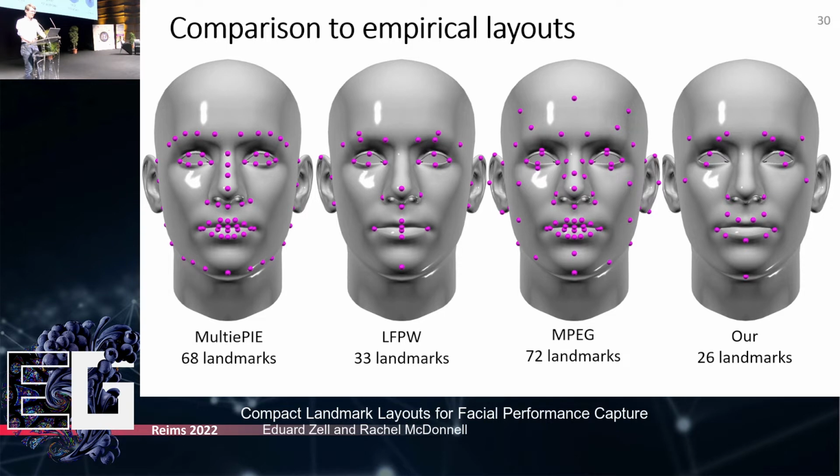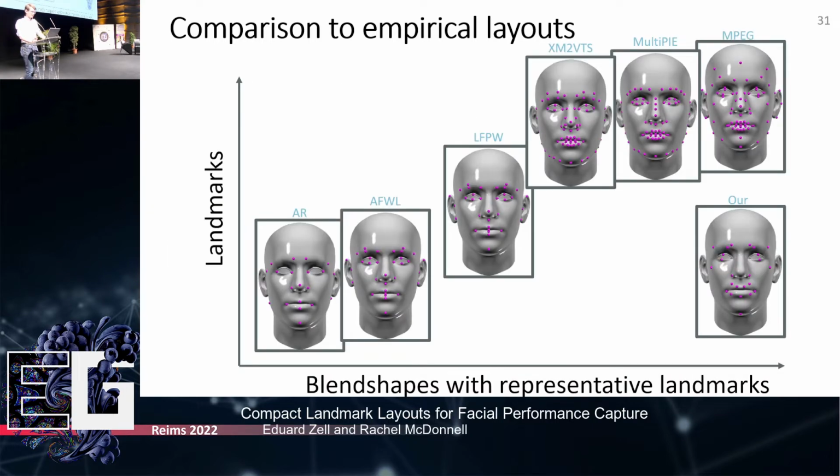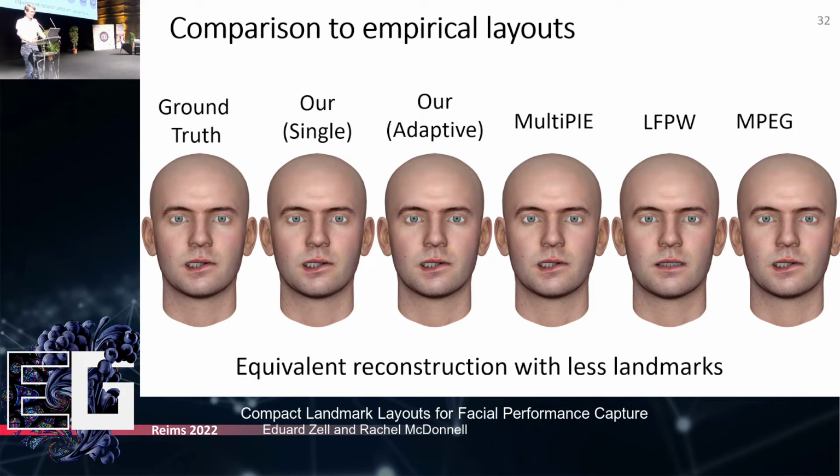We also compare our layouts to different empirical layouts and observe that our layouts are substantially more compact. So if we plot it, we have among the smallest set of landmarks, but at the same time we ensure that our landmarks cover all blend shapes. This is typically only the case for layouts that have twice or 3 times as many landmarks. And the reconstruction results are here more or less the same. So we are on par with layouts that have twice as many landmarks.